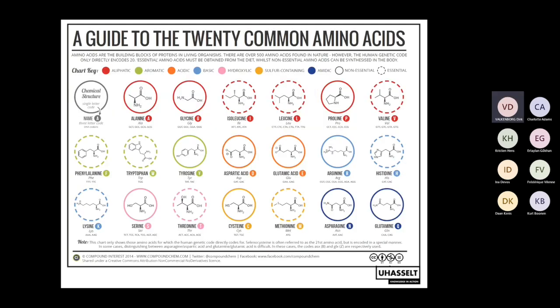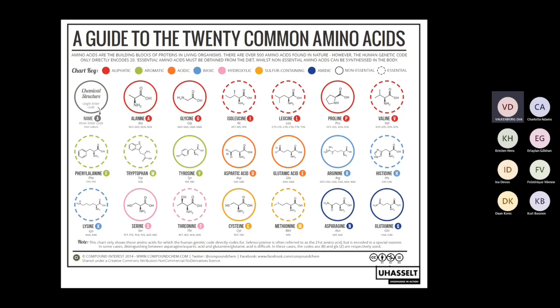I will go quickly over this slide. All life forms on this planet are constructed out of these 20 common amino acids. There are only 20.